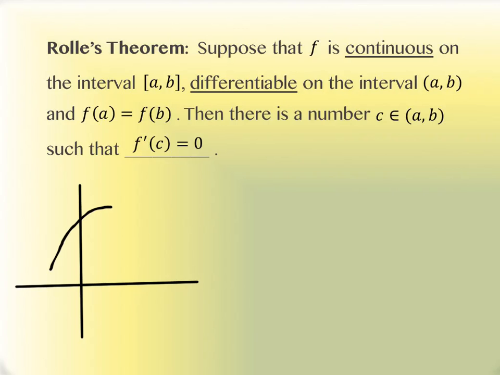So imagine that you've got something that looks like this. And at the endpoints, they have the same y value. So this is the same y value, whatever it is. This is a, and this is b. So at the endpoints, they match, at least the endpoints of the interval you're looking at. All this theorem is telling you is that somewhere between a and b, your derivative is 0.